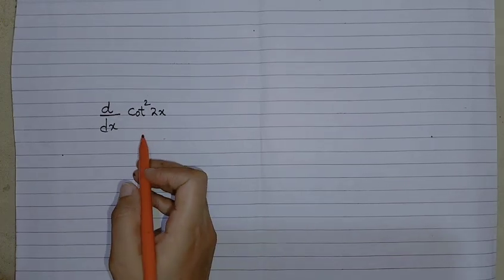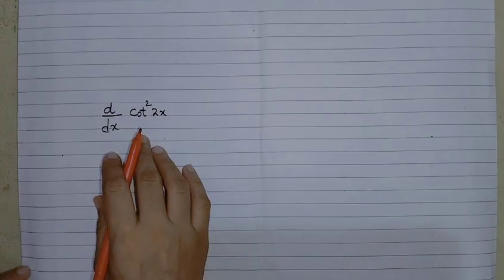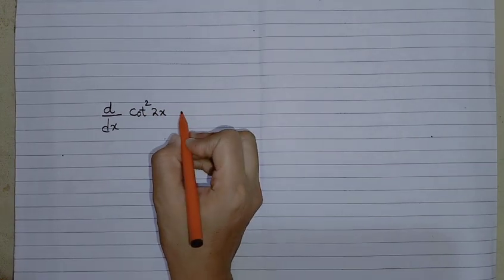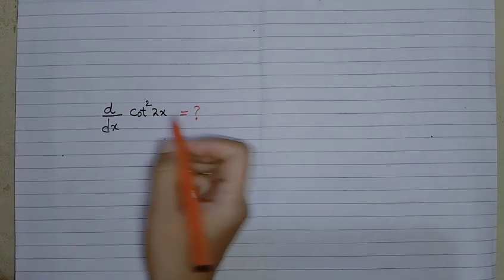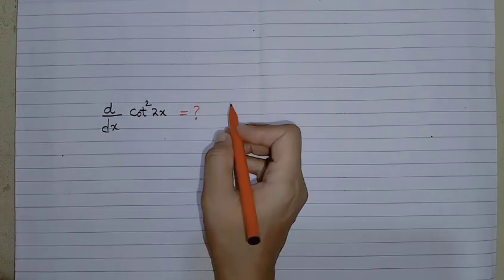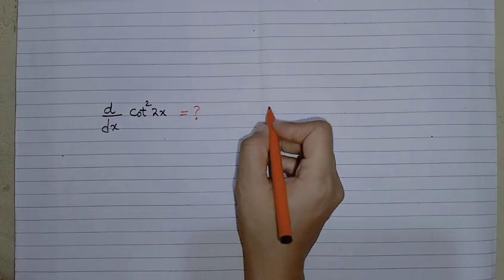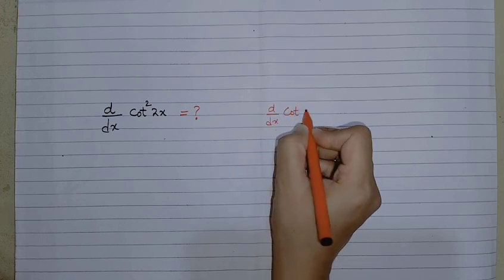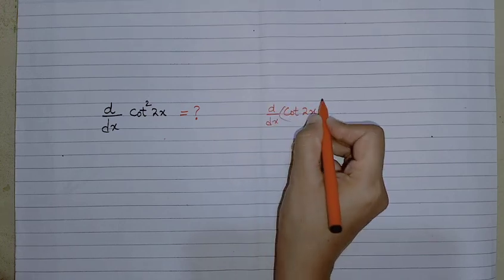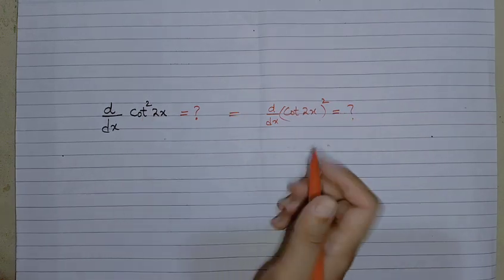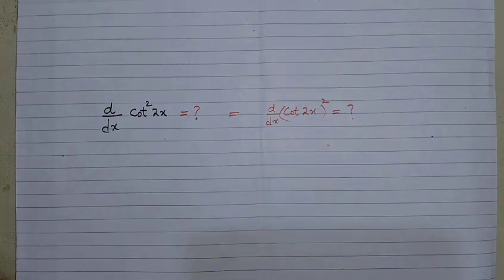In this video, we understand the concept of this derivative, which is very important: the derivative of cot square 2x. Cot square 2x can also be written as the derivative of (cot 2x) whole square. These both are equal. So now we take its derivative.